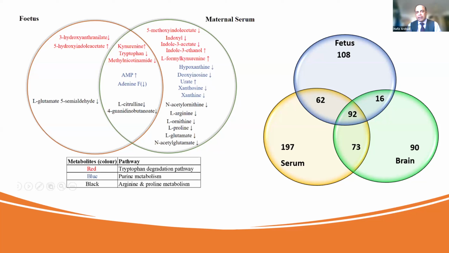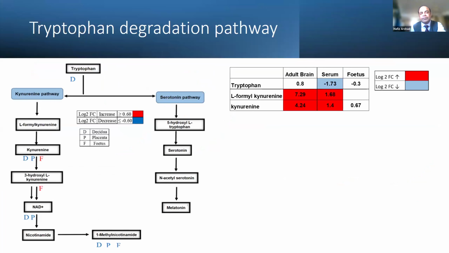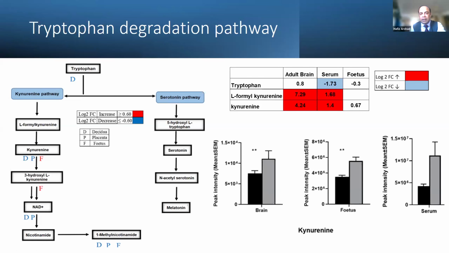And exactly the same pattern of disturbances in the tryptophan degradation pathway was shown in the brain as well. So what are those pathways, or what are those metabolites? As we can see, this is the tryptophan degradation pathway. And these are different: tryptophan, alpha-formyl kynurenine, and kynurenine. Kynurenine is very much disturbed in brain, fetus, and serum. This is the graphical representation.